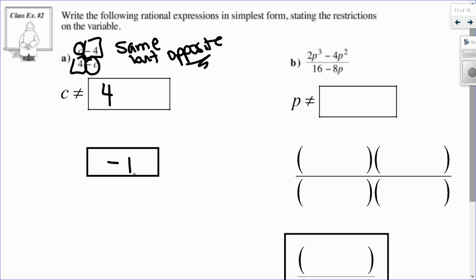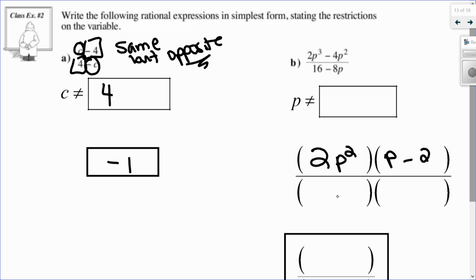Now sometimes it's not that simple, sometimes it's within the factoring. So if you look at this one here, let's go ahead and factor this. So in the numerator, I have a GCF for the numbers of 2 and for the variables p squared. So 2 divided by 2 is 1. P cubed divided by p squared is p. Take away. 4 divided by 2 is 2. P squared divided by p squared is 1.